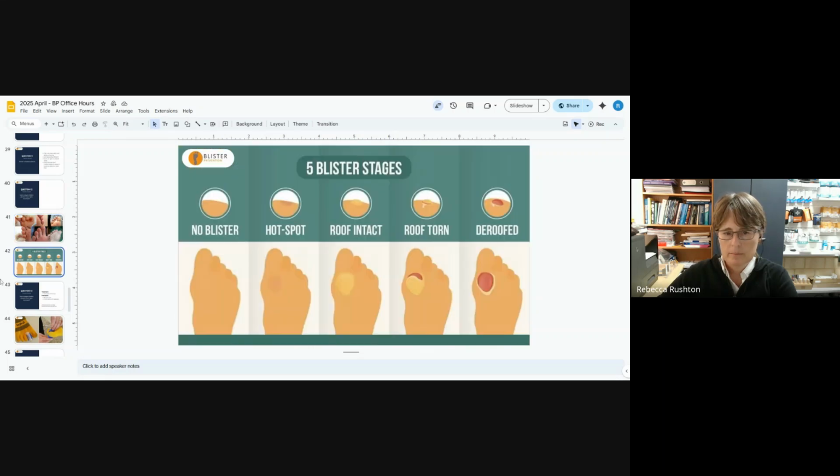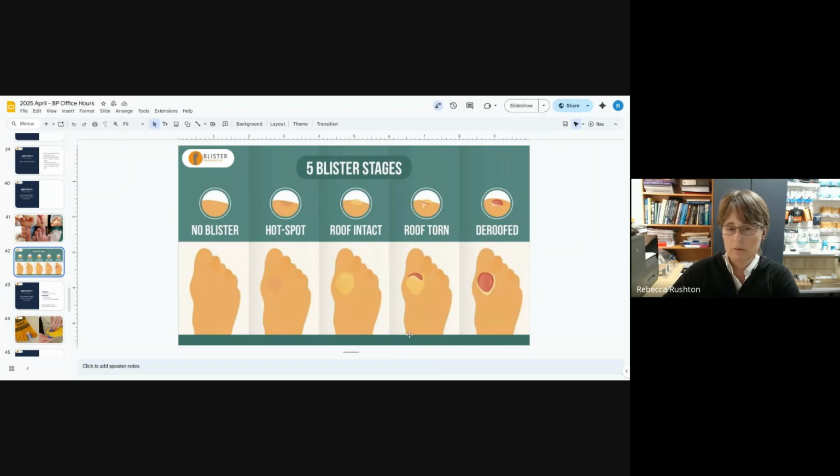if it's intact, it needs an island dressing. If it is torn, it needs antiseptic and an island dressing. If it's deroofed, it needs antiseptic and an island dressing or a hydrocolloid. So that's the treatment at its most basic, but then you need to implement the prevention so that the pinch blister doesn't get worse.